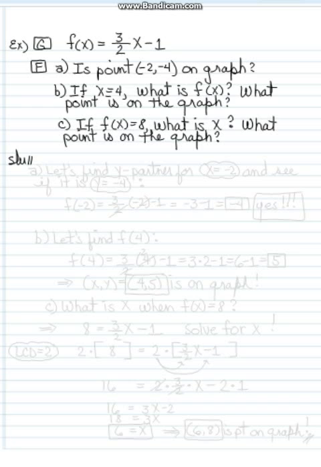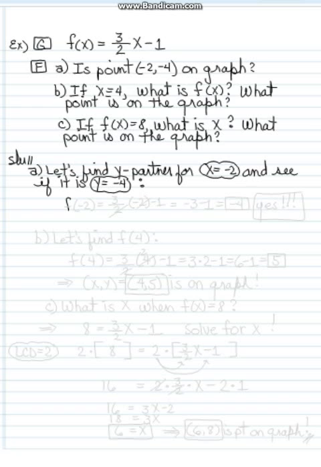Okay, let's answer these questions given that f of x is equal to 3/2 x minus 1. Part A asks us, is the point (x, y) equals (-2, -4) on the graph? Well, here's how we're going to find out. Let's find the y partner for x equals -2 and see if it is y equals -4. If it is, then the answer will be yes.